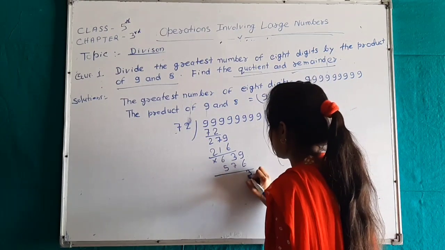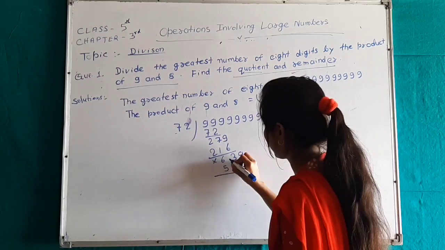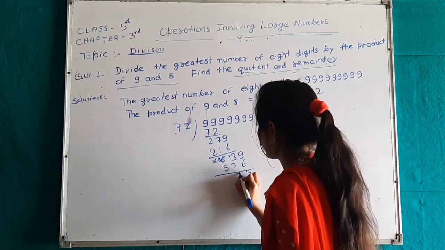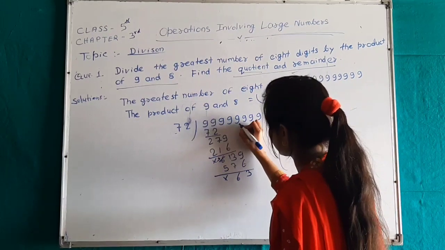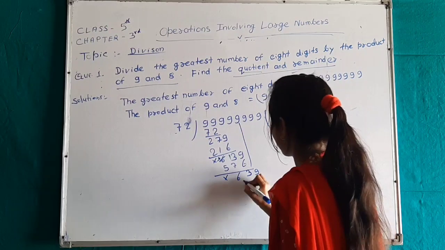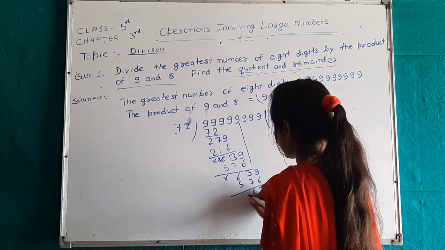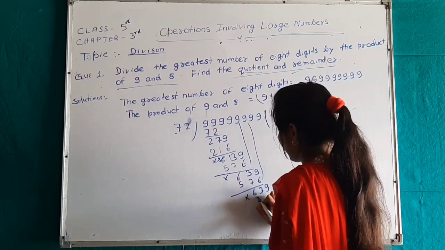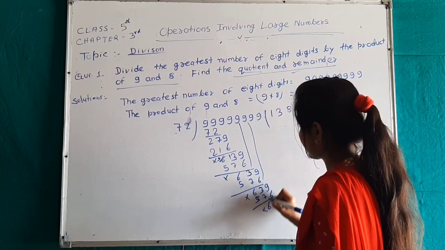9 minus 6 equal to 3. Carry 1. We get remainder 63. And this 9 is here. Again 8, 576. We get 63. And this 9 is here.